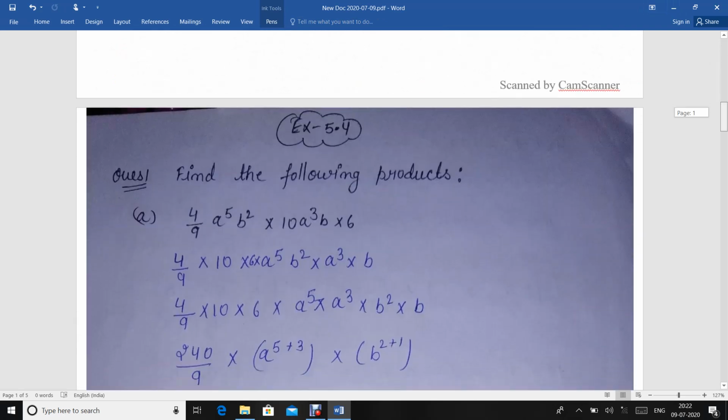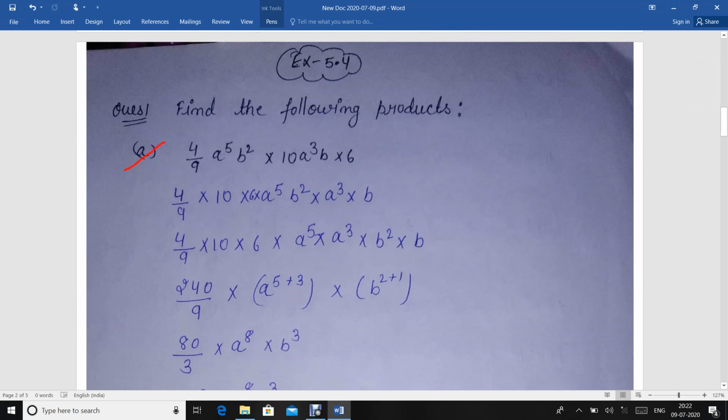Here is the solution for this question. Firstly, you need to collect all the numeric coefficients and separate all the variables. So the numeric coefficients are 4 upon 9, 10 and 6. So you will write 4 upon 9 multiply by 10 multiply by 6. Now separate the variable factors. You need to put the sign of multiply. The variables are a raised to power 5 multiply by b raised to power 2 multiply by a raised to power 3 multiply by b. These are the variable factors.